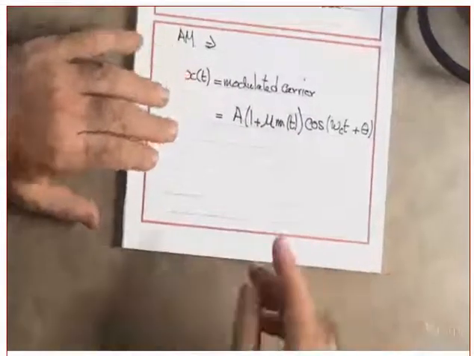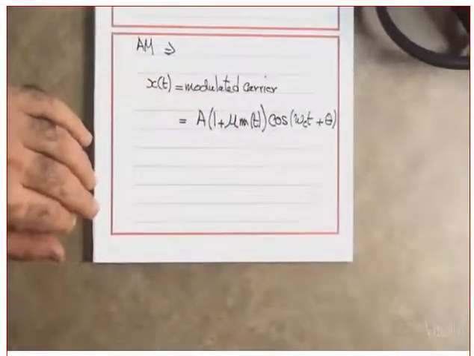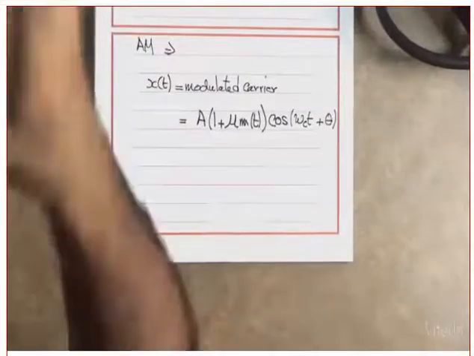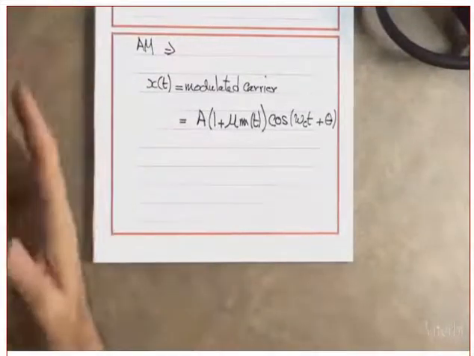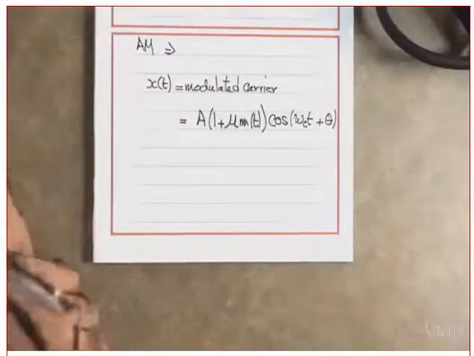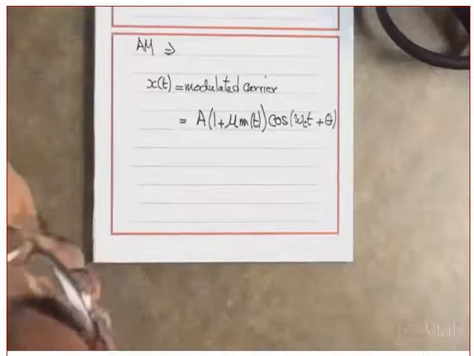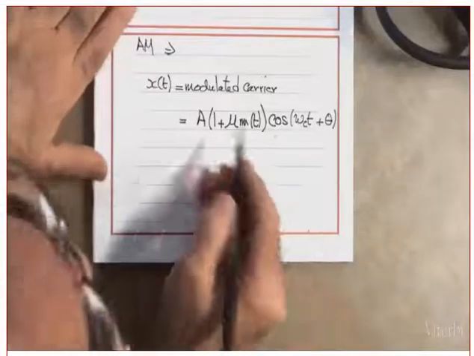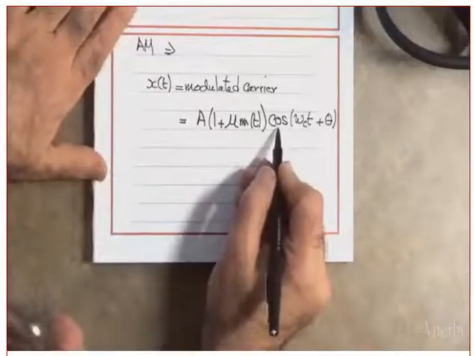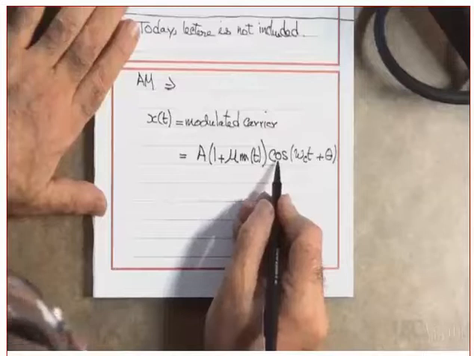Now, what do I want right now? I want to take the power from the carrier component and put it in the information signal, the signal that is actually carrying information. Keep that in mind. And what is the mu? By the way, what is the maximum value of cosine?